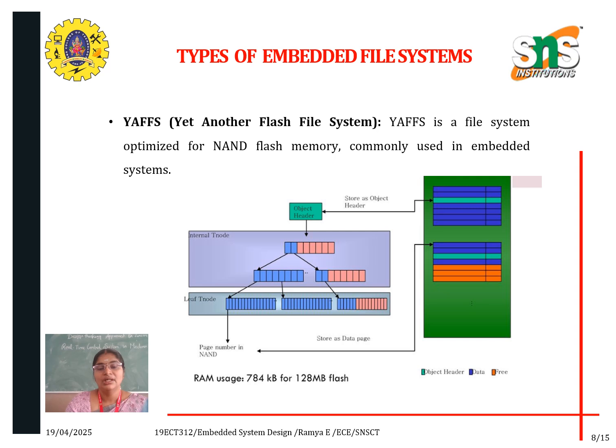Now we can go for the types of embedded file system. What are the types? YAFFS, Yet Another Flash File System. It is an optimized file system for flash memory commonly used in embedded systems. I hope you understand: Yet Another Flash File System.